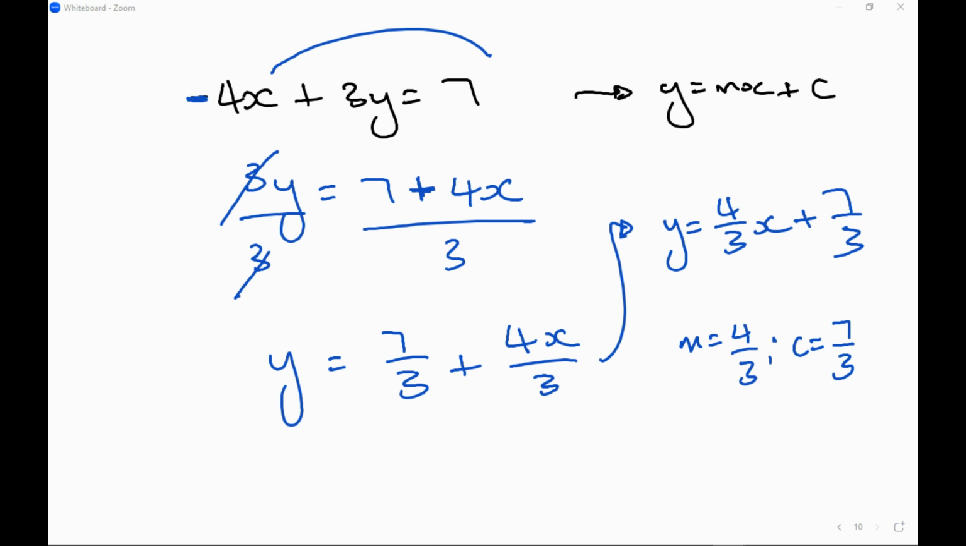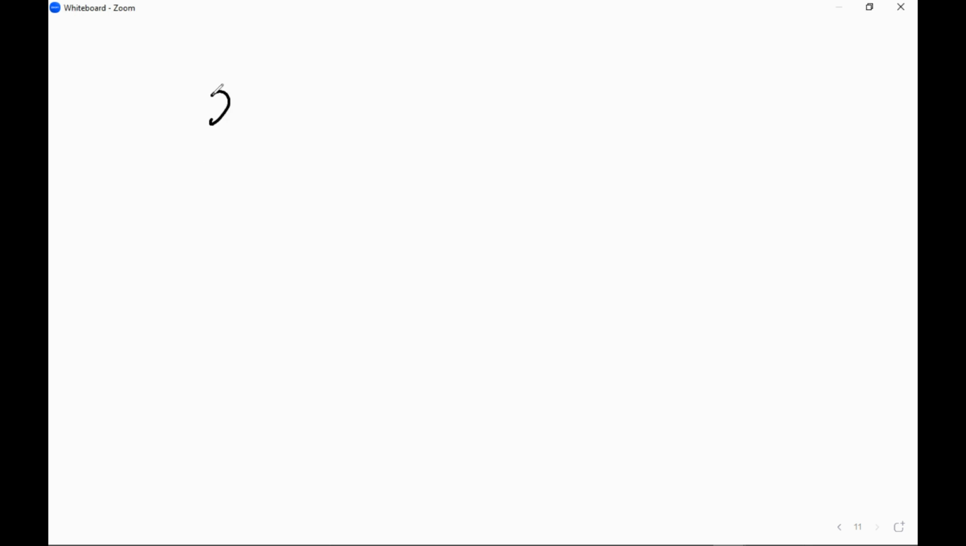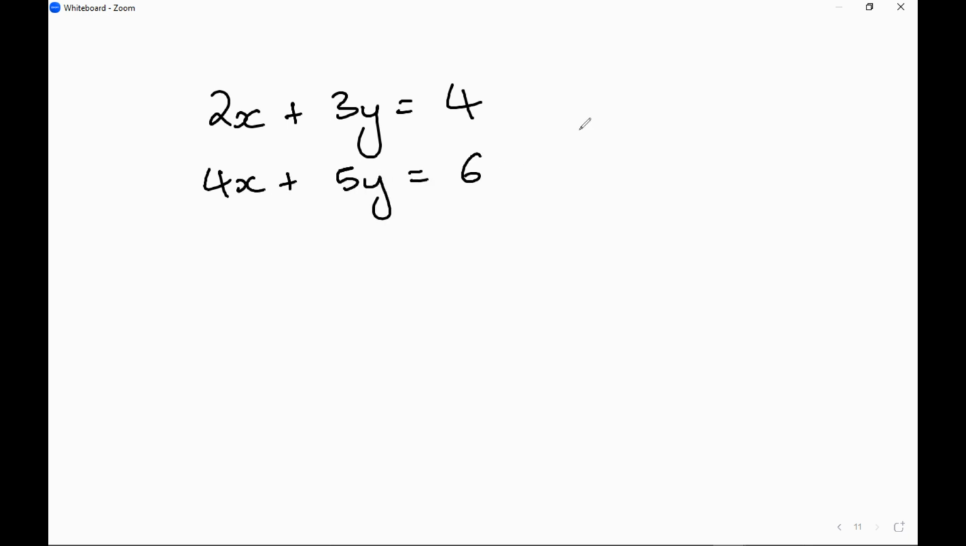Right, we're now going to bring a little bit of this and some simultaneous equations in together. Suppose I got 2x plus 3y is equal to 4, and I've got 4x plus 5y is equal to 6. And I'm told I want to find x and y. The first thing I'm going to do is try and get either the coefficients of x the same, or the coefficients of y the same.